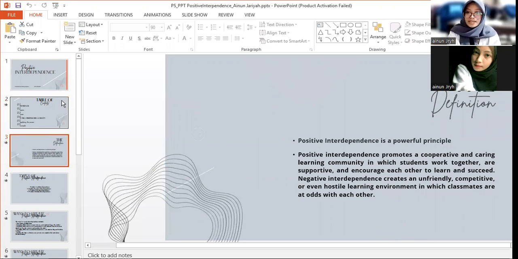So the definition. Positive interdependence is a powerful principle. Positive interdependence promotes a cooperative and caring learning community in which students work together, are supportive, and encourage each other to learn and succeed.